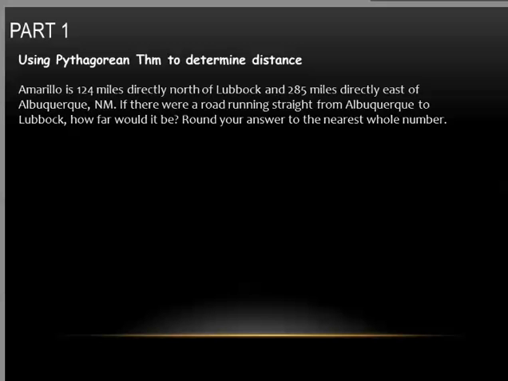Okay, using the Pythagorean theorem to determine distance. Now this one says that Amarillo is 124 miles directly north of Lubbock and 285 miles directly east of Albuquerque, New Mexico. So if there was a road running straight from Albuquerque to Lubbock, how far would it be? Round your answer to the nearest whole number.